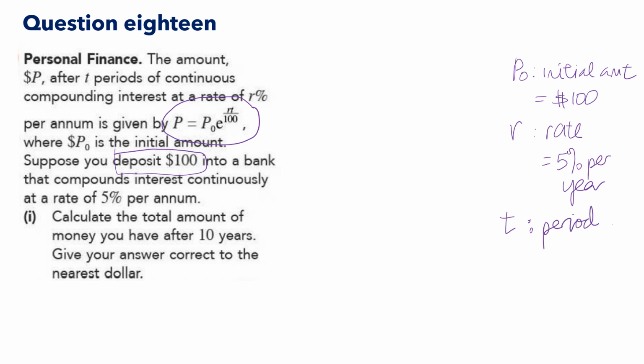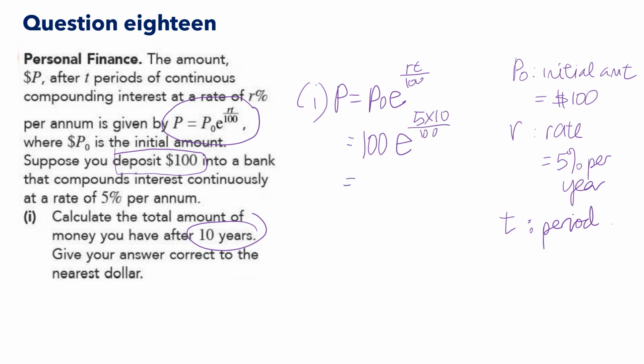So first things first, let's write down the formula. We're going to find out what happens if I put the money inside the bank for 10 years. So we're going to substitute T to be 10. The initial amount is 100, then e to the power of R, which is 5, so 5 times 10 over 100. So let's use a calculator to work this out.